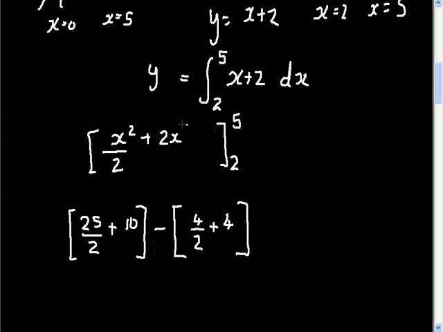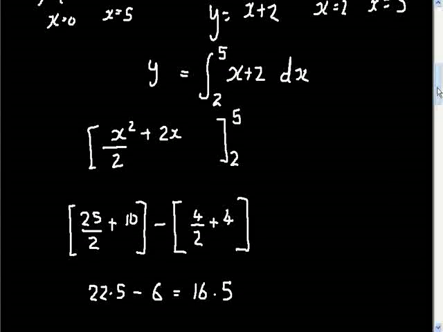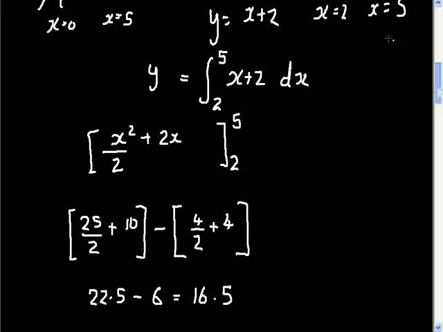So you substitute 5 into it, you get that result, and then you substitute 2, and subtract that result from the substitution of 5. This would give you 12.5 plus 10, 22.5 minus 6, which is 16.5. So that's the area enclosed between the x-axis and the points x is equal to 2 and x is equal to 5.